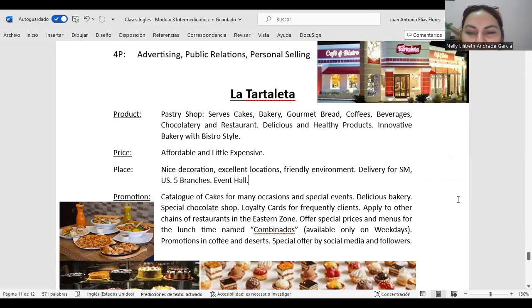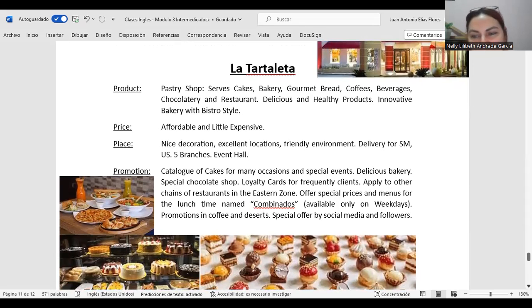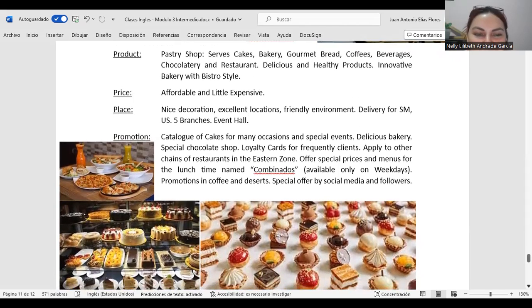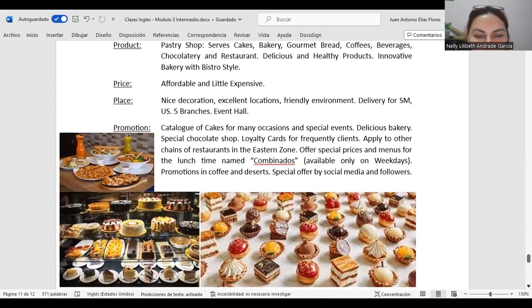catalog of cakes for many occasions and special events. Delicious bakery, a special chocolate shop, and a loyalty card for frequent clients that applies to other restaurant chains in the East. They offer a special price in menus for lunchtime, named combinados, available only on weekdays. And they have promotions in coffee and desserts, and special offers through social media and followers.